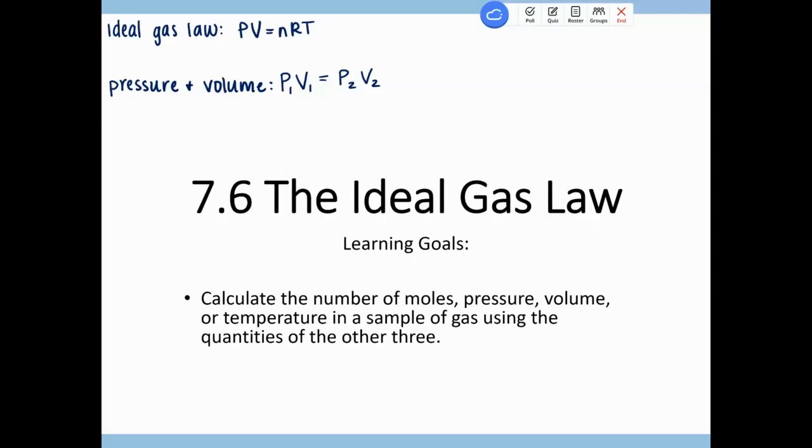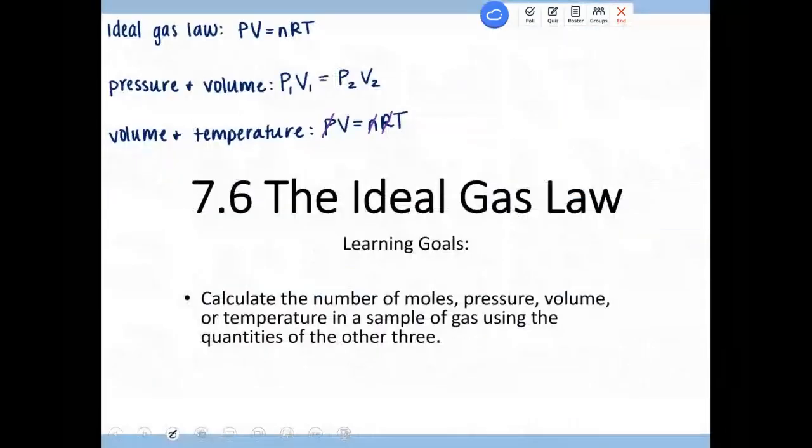If we want to relate volume and temperature, let's write out this equation. PV equals nRT. We are assuming that pressure remains constant, moles remains constant, and of course our gas constant remains the same.